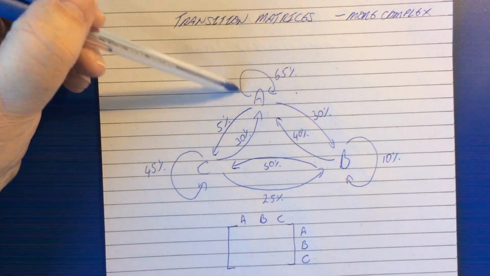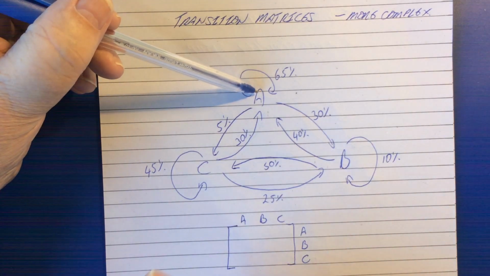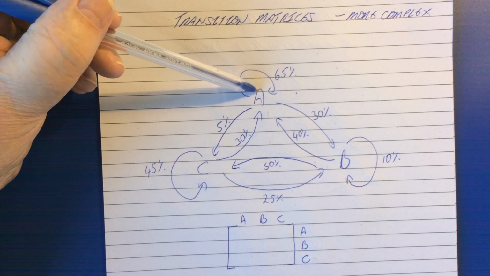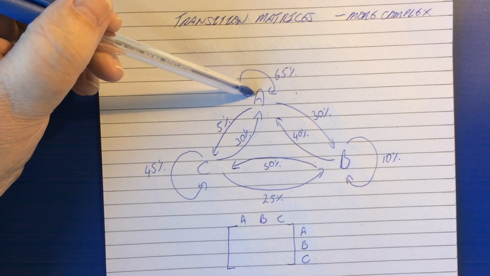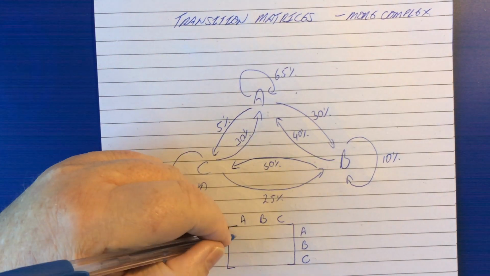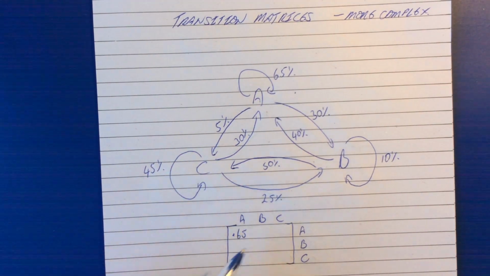Now what this arrow indicates is that 65% of people or things or whatever over a set period of time remain in position A. So that gets transferred to this point in the matrix, row 1, column 1, A to A. That's how you read that.